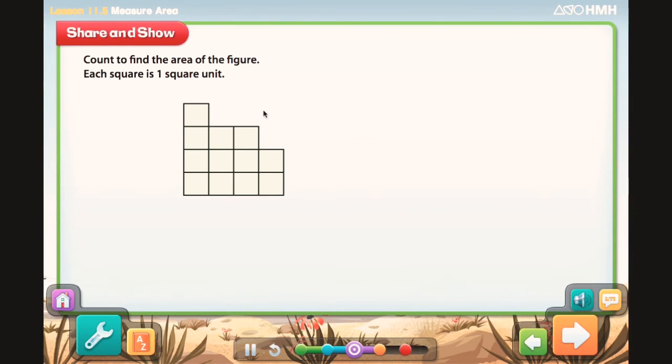So let's try to find the area of this figure. Each square is 1 square unit, so really all we need to do is count. We need to see how many of these squares took up this figure. So we have 1, 2, 3, 4, 5, 6, 7, 8, 9, 10, 11, 12. The total number of squares that took up the inside of this figure is 12.